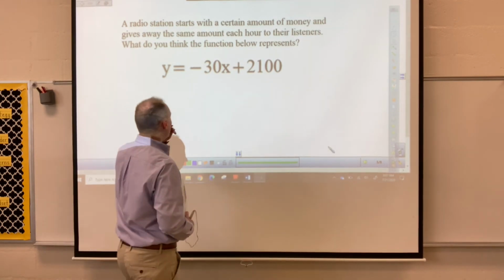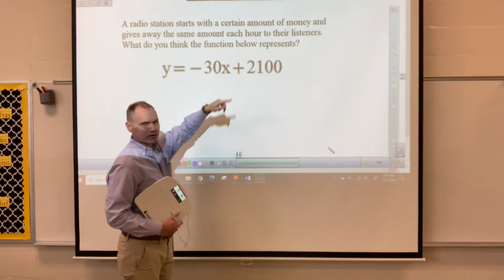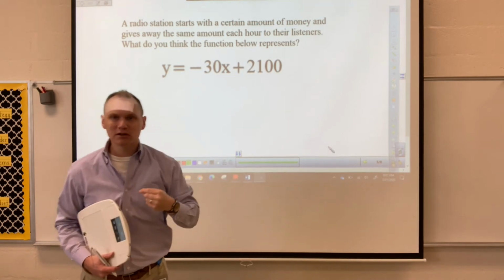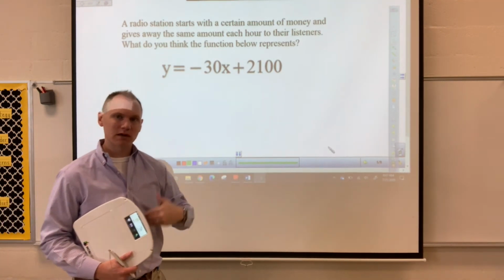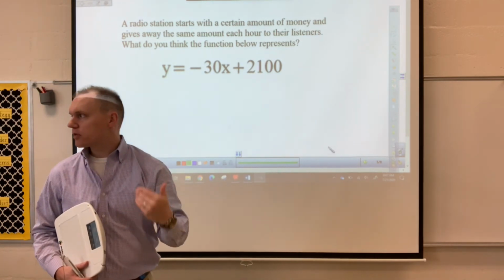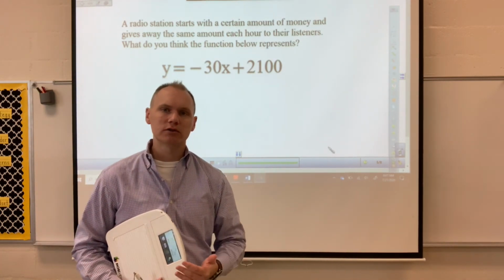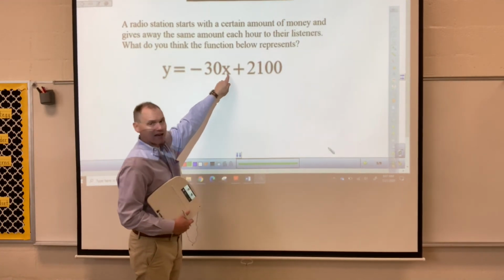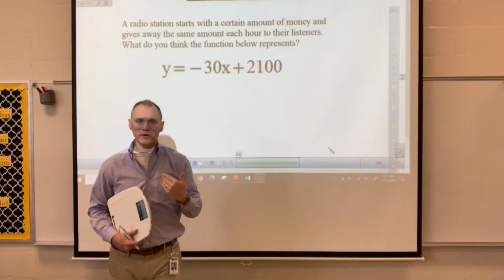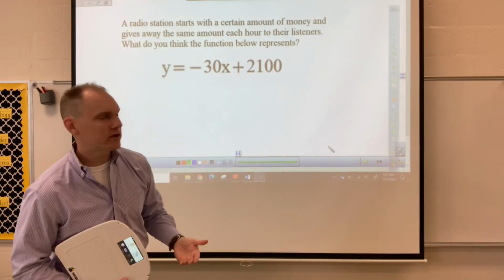And then this negative 30, what do you think that represents? That represents the amount of money we're giving away. So it's minus because we're giving it away. But we're giving away $30 per hour to our listeners. And so that's what that represents here. So per hour. So that means X is the number of hours that we've gone through on our radio station.